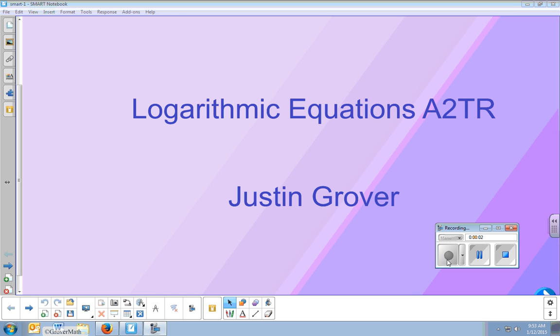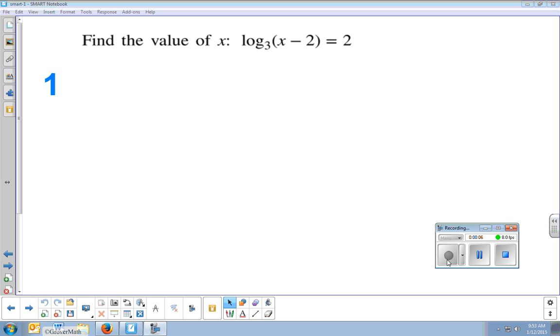Logarithmic equations, Algebra 2 Trigonometry Regents. I don't have any notes on this slide because we're just going to use the properties and conversions that we've learned in the previous two lessons.